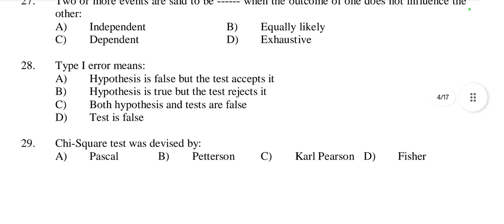Then question number 28. A type 1 error means the hypothesis is true but rejected. So the hypothesis is true but the test rejects it, and this is called a type 1 error. And a type 2 error means the hypothesis is false but accepted. It is called type 2.